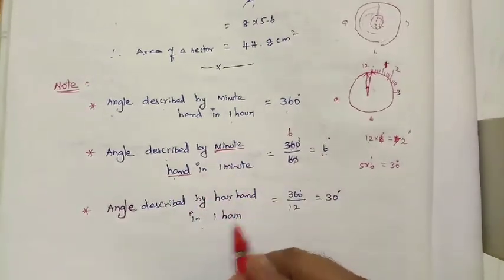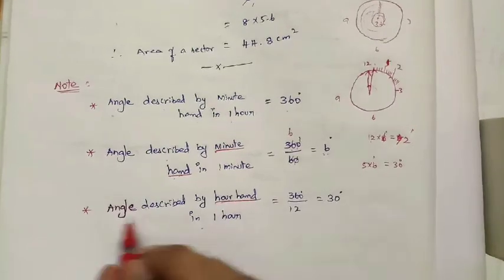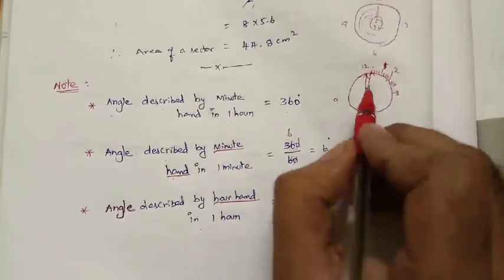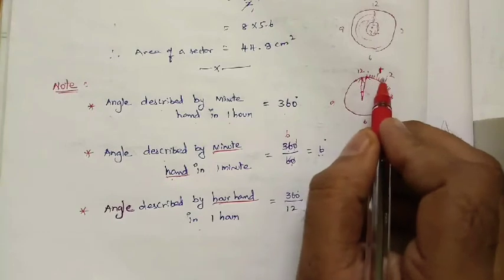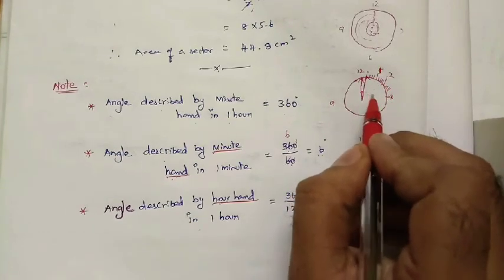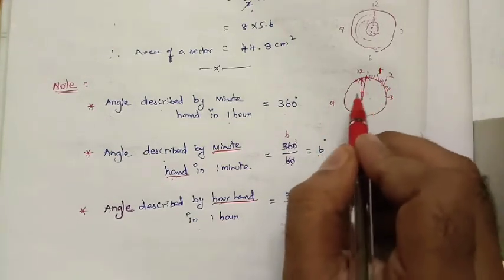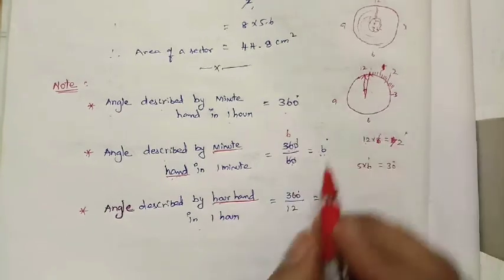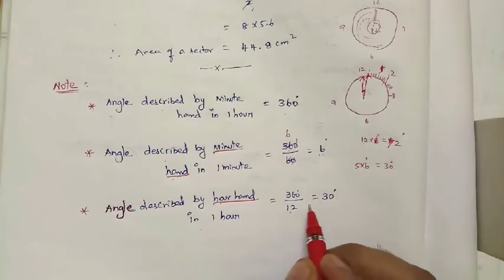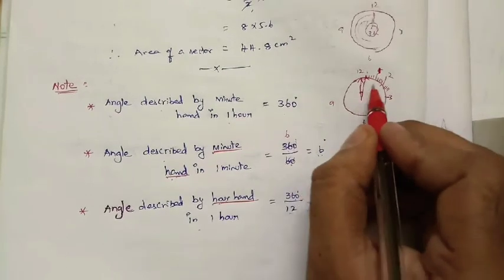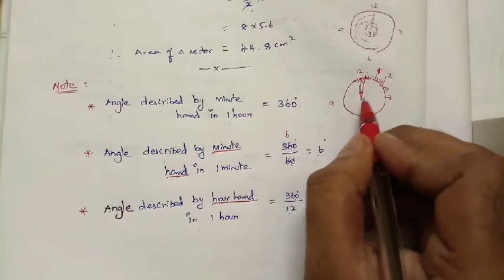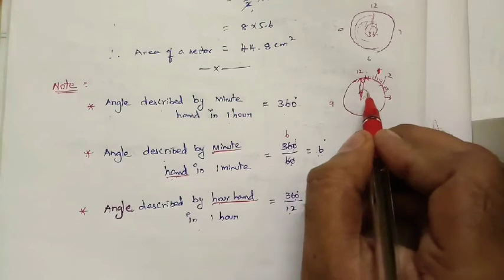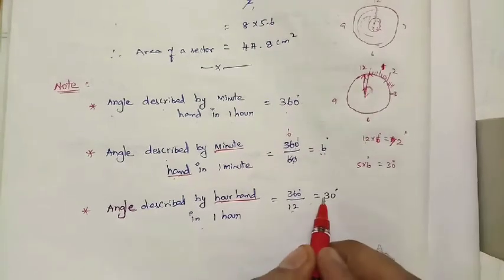Now the hour hand in 1 hour, how much angle can it describe? In 12 hours, it will complete a circle. So the complete angle is 360 degree, and 360 divided by 12 is equal to 30 degree. For 1 hour, the hour hand describes 30 degree.